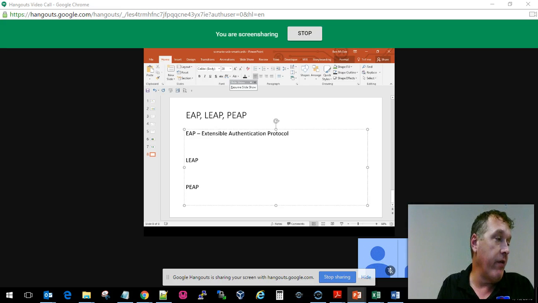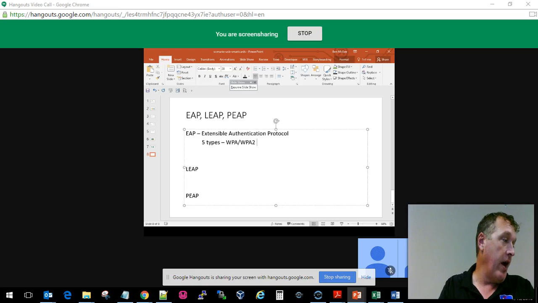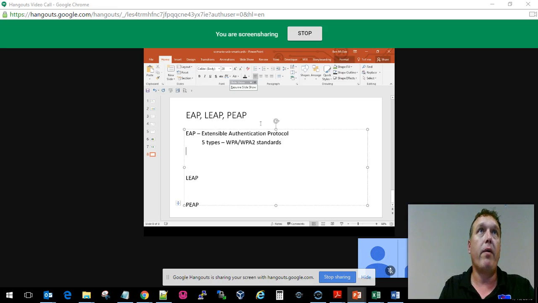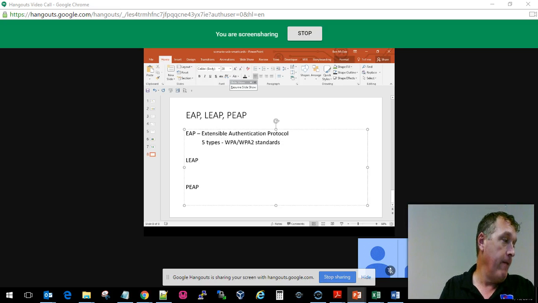We'll see specifically 5 different types of EAP adopted. Typically, we have WPA and WPA2, and those are the standards that we usually will see for EAP. Specifically, let me just organize these a little bit differently. So the 5 types, those are 1 and 2, and those are the standards.